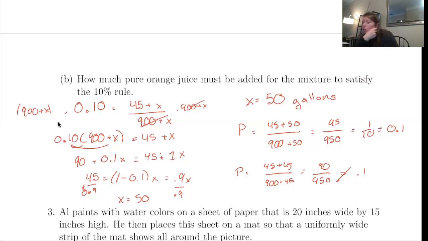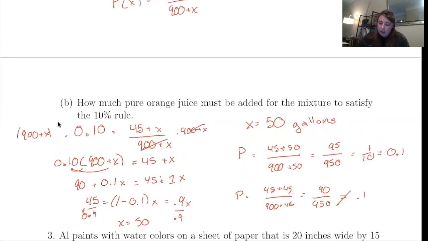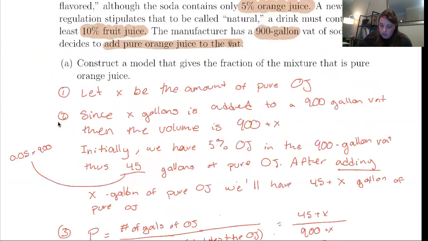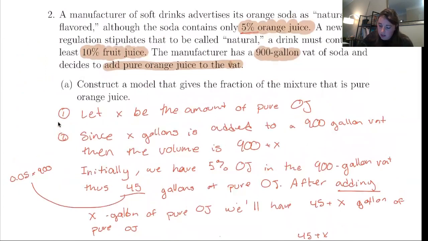These problems are difficult, so I expect a lot of sideways. I'm saying you just can't add. It's a common misconception when I see these problems. You're like, oh, if I have 5% orange juice and I need 10% orange juice, well, I start with 45 gallons, so I'm just going to add another 45. That's twice as much because 10% is twice as much as 5.